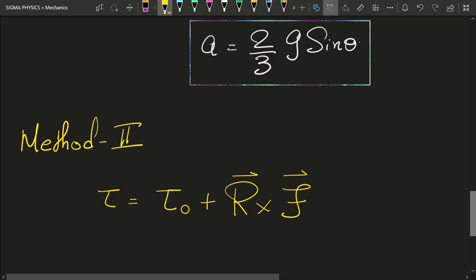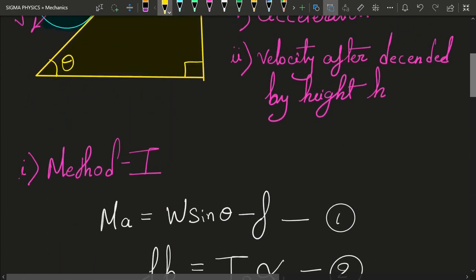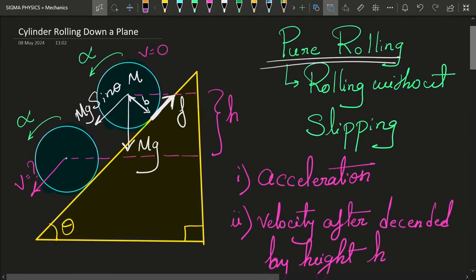What is tau naught? We have already discussed what it is. It is nothing but B into F, plus, what is the torque on the center of mass? So the center of mass is again experiencing two forces, as I've already told you. First is mg sine theta, the component of gravitational force along the inclined plane, and the second is frictional force.